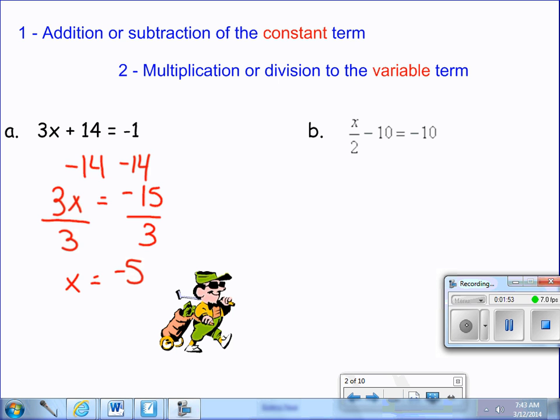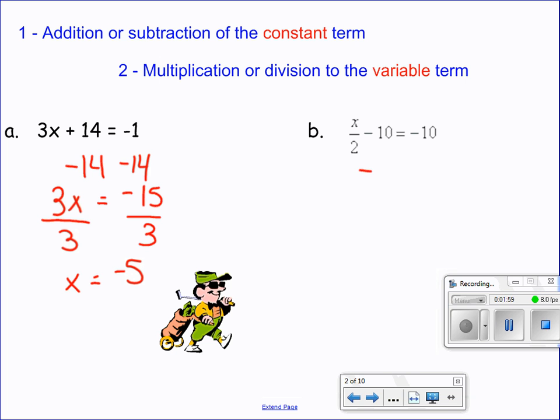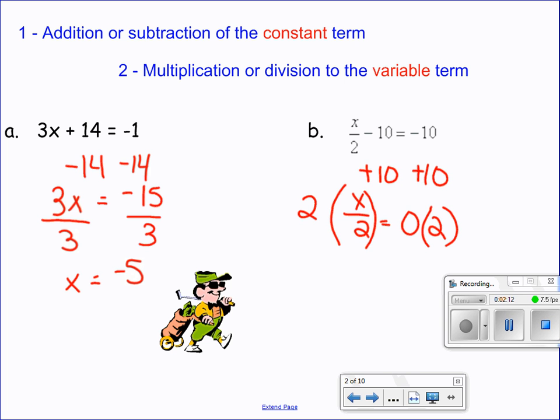In B, we have x divided by 2 minus 10 is equal to negative 10. We're going to add 10 to each side. X divided by 2 is equal to 0. Multiply each side by 2. X is equal to 0.